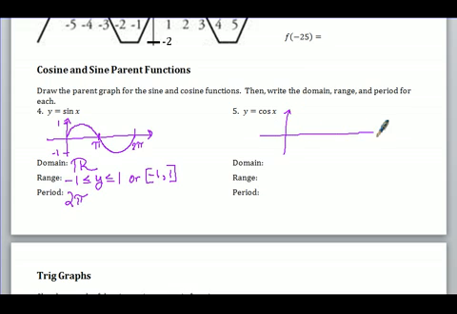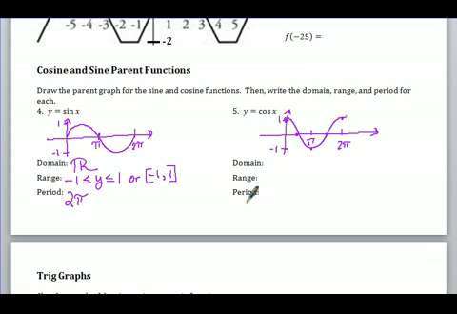Cosine graph. Cosine starts up at 1, and I'm going to label pi and 2 pi. I'm going to start up here at 1. It's at 0 at pi over 2, -1 at pi, back to 0 at 3 pi over 2, and back up to 1 at 2 pi. So my parent graph looks like this.